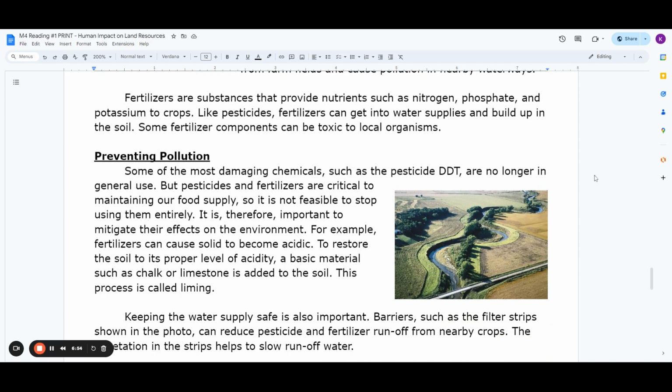Fertilizers are substances that provide nutrients such as nitrogen, phosphate, and potassium to crops. Like pesticides, fertilizers can get into water supplies and build up in the soil. Some fertilizer components can be toxic to local organisms.